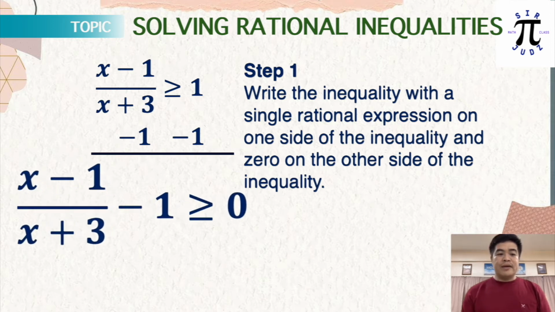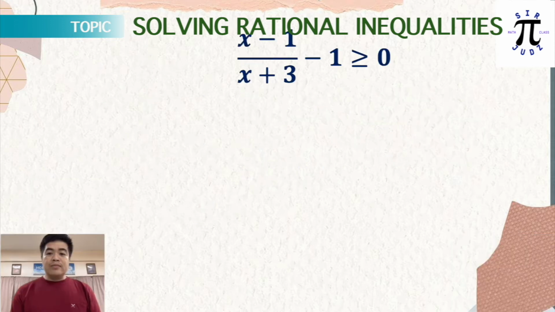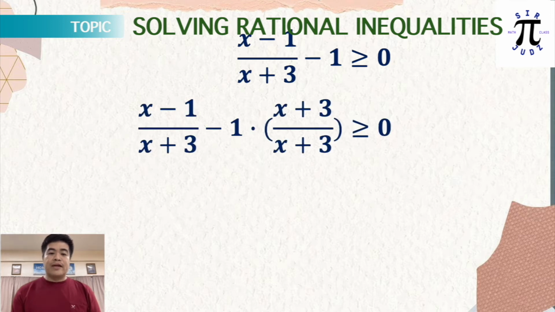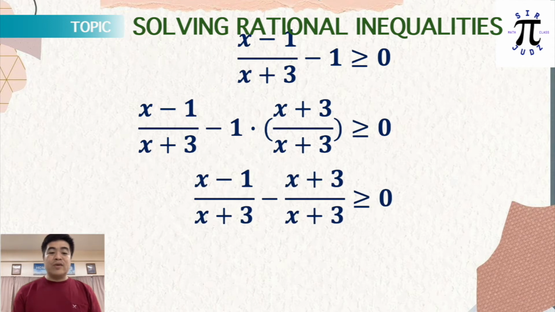As you can observe, the left side of the inequality is not yet written as a single rational expression. So we can write it into a single rational expression by writing each term into similar fractions with the same denominator. We're going to multiply negative 1 with x plus 3 all over x plus 3. So multiplying it, you will have a negative quantity of x plus 3 over x plus 3.